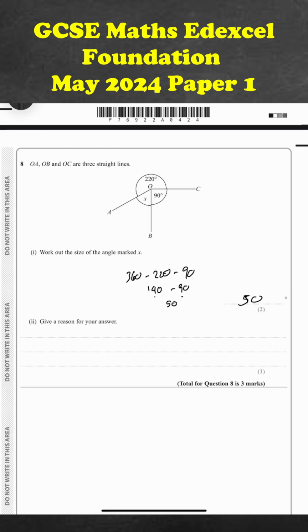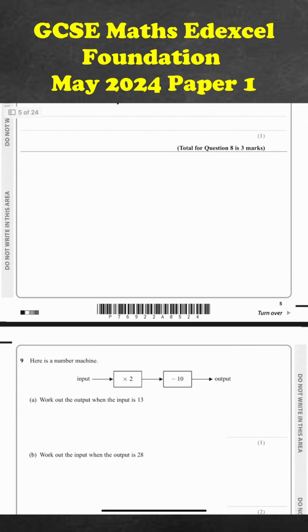Part II, give a reason for your answer. I'm just going to put angles around a point add to 360 degrees. And that's all we need for that 1 mark.